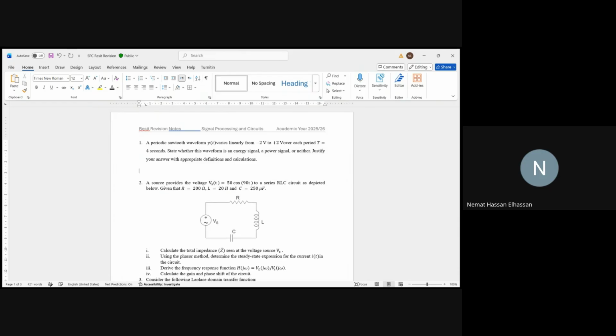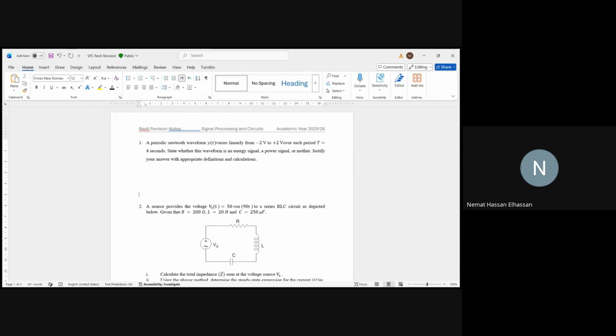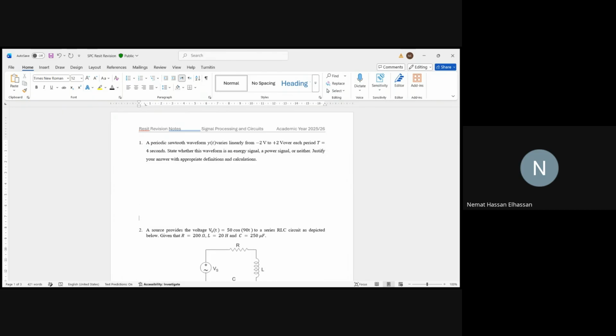Number one, a periodic sawtooth waveform, y of t, varies linearly from minus 2 volts to positive 2 volts over each period of t equals 4 seconds. So the question is, state whether this waveform is an energy signal or a power signal or neither, and justify your answer with the appropriate definitions and calculations.